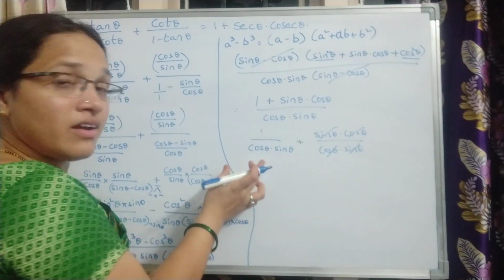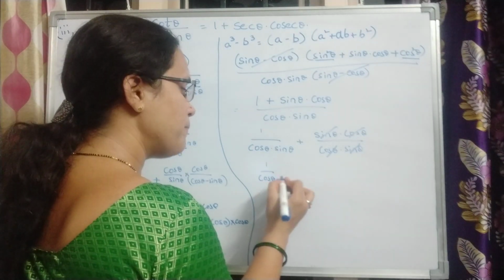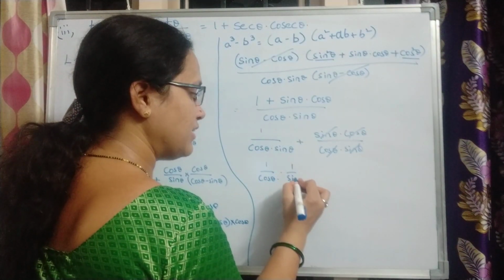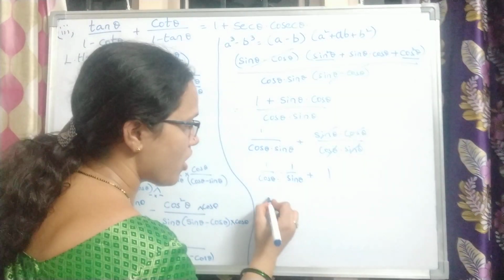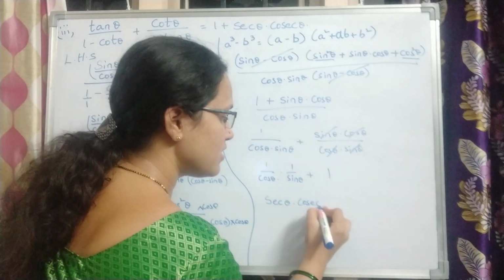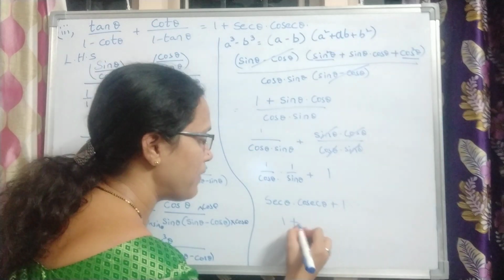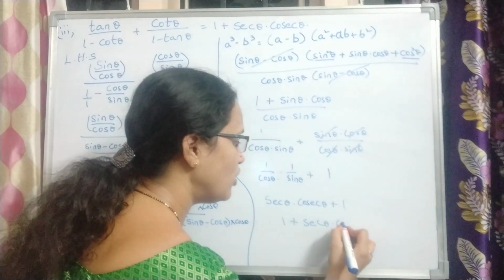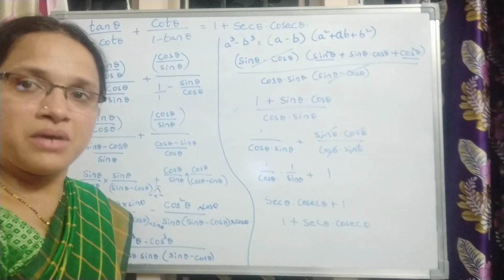Now see here again we have two more things. Now 1 by cos theta into 1 by sin theta plus 1. Yes or no? Now 1 by sin, in the sense it is secant theta. 1 by cos, in the sense it is cosecant theta, plus 1. So this you can write as 1 plus secant theta into cosecant theta, because this is in the form a plus b. I can write it as b plus a also.